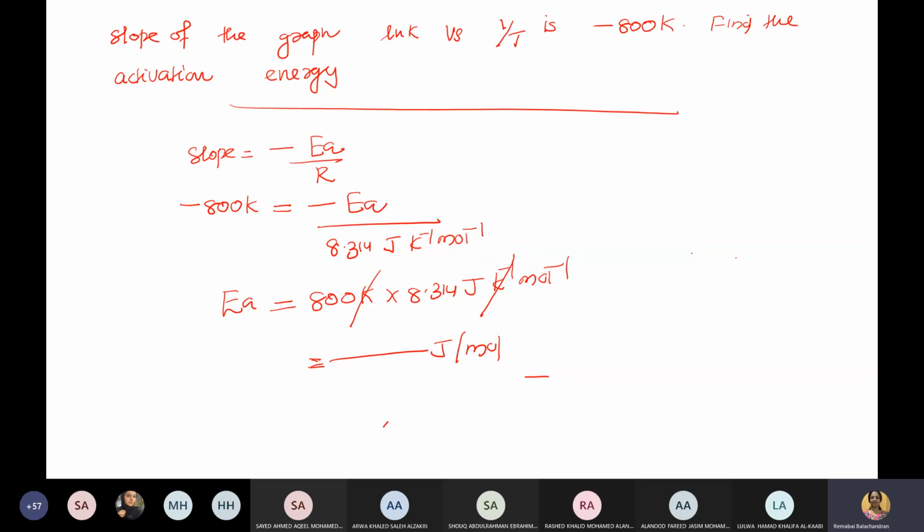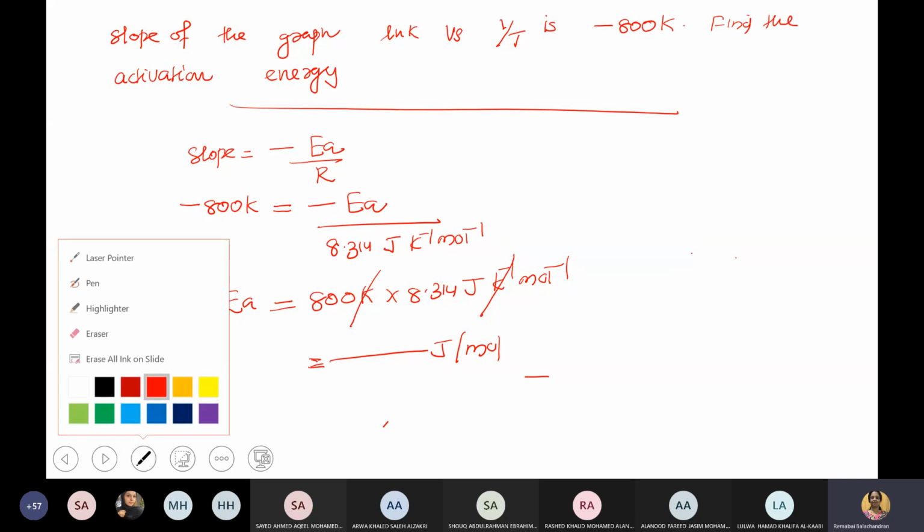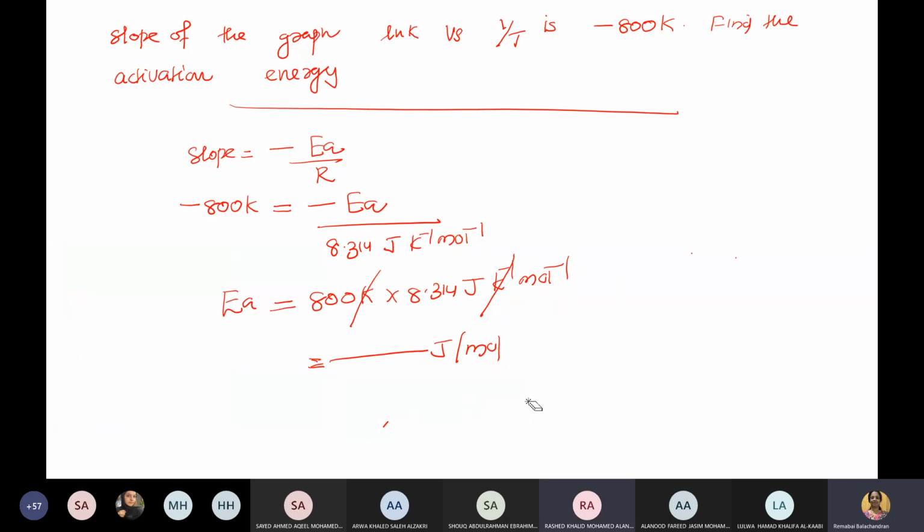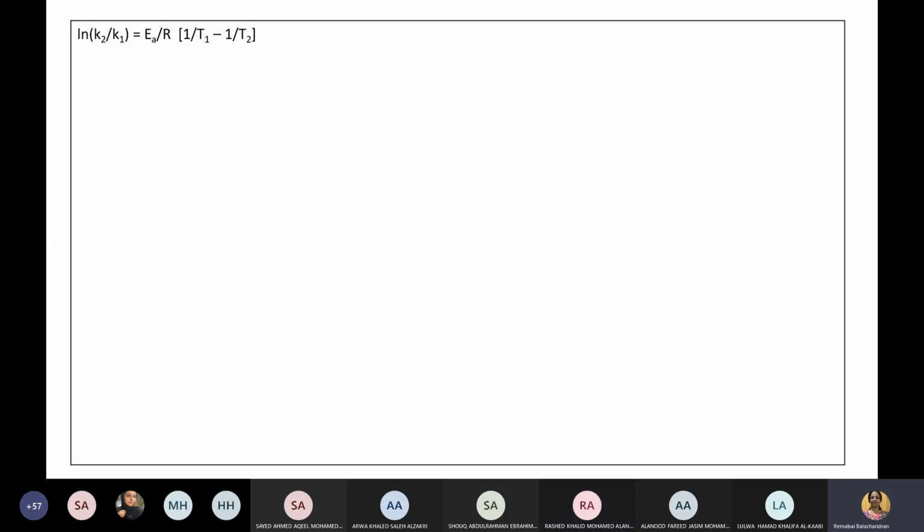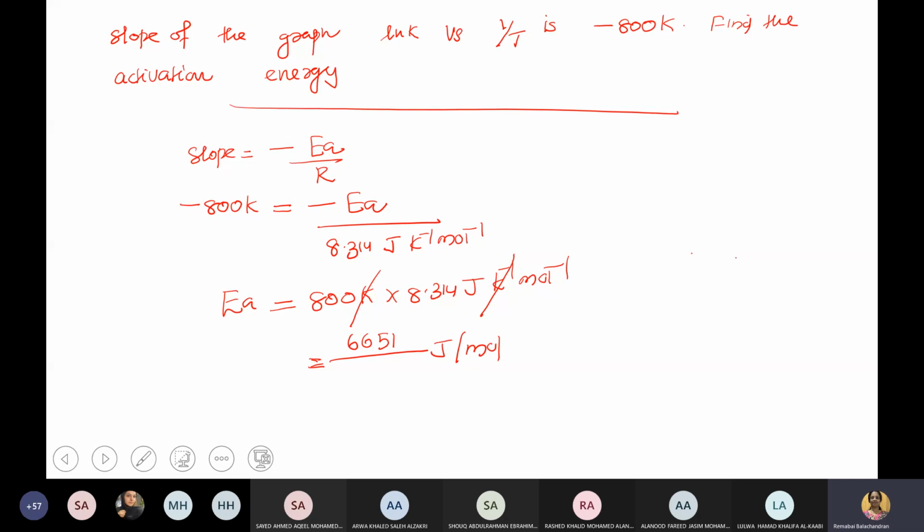Suppose the answer is in joule per mole, how do you convert it into kilojoule? Divide by 1,000. Can somebody please tell this answer? Because in the test you made a mistake. 6,651 point something? Okay, joule. So this is how much kilojoule? 6.651 kilojoule per mole.